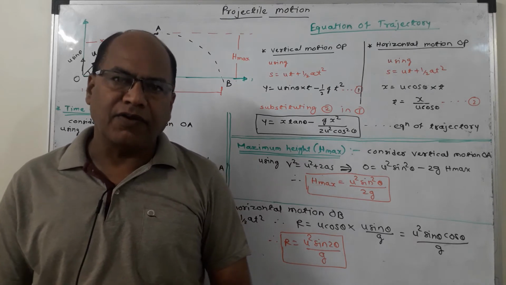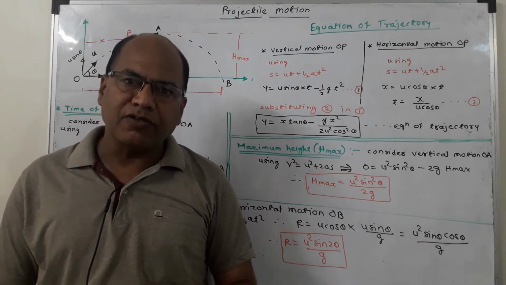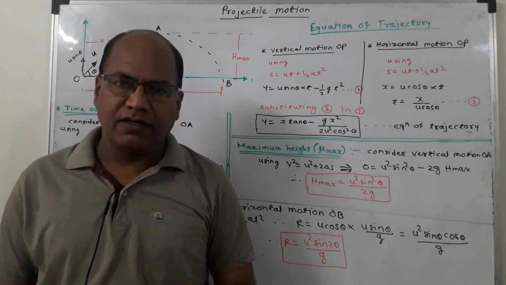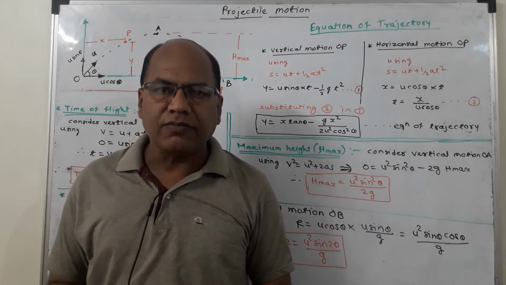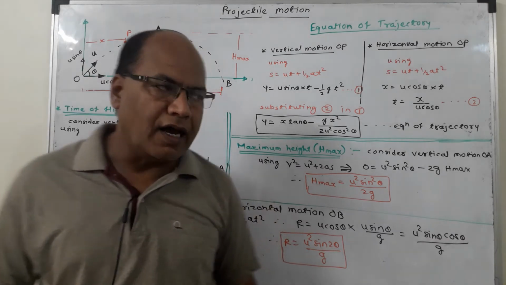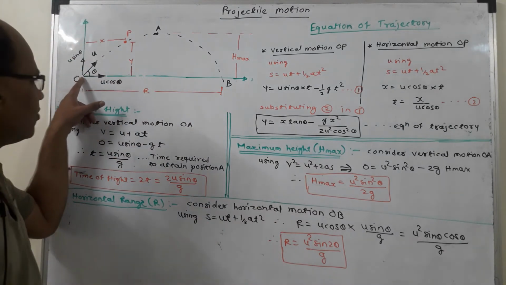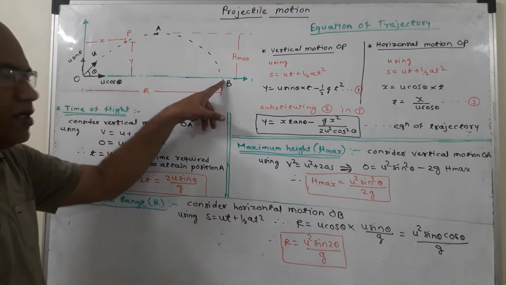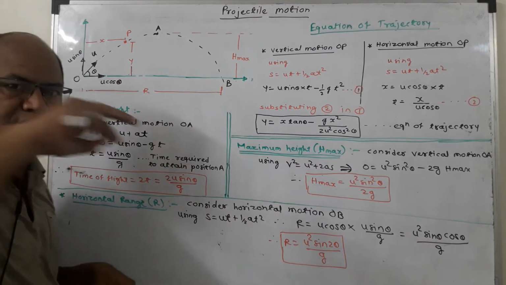First term is time of flight. Time of flight is the time for which the projectile remains in air. Second, the range. Range is the horizontal distance between the point of projection and the point where the projectile lands. Means from this point O, which is called the point of projection, and the point B is called the point of landing. The horizontal distance between these two is called the range.